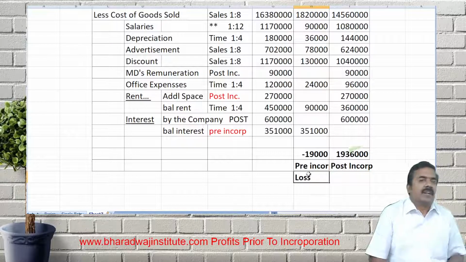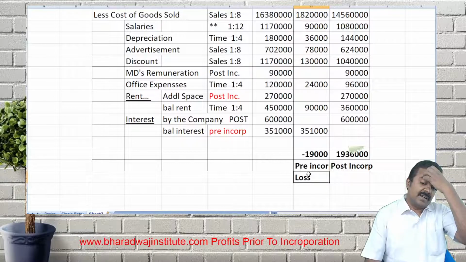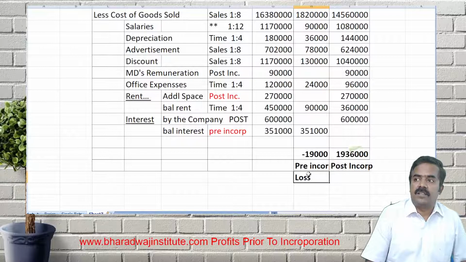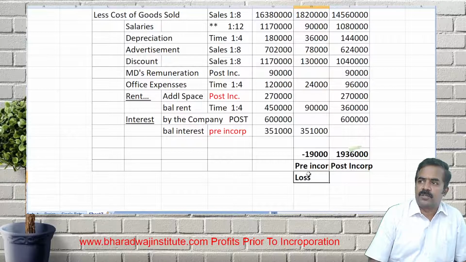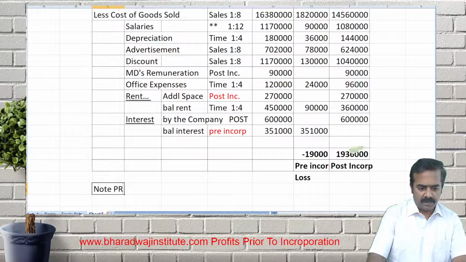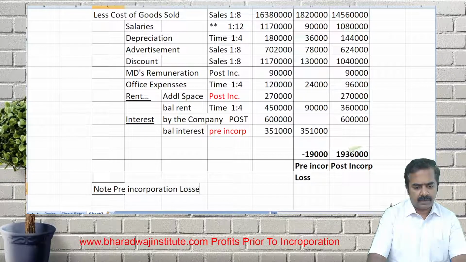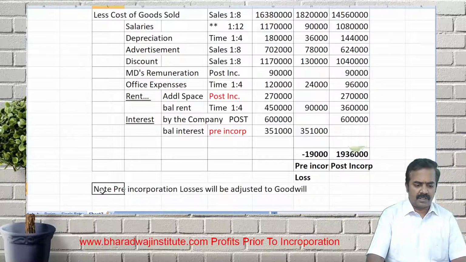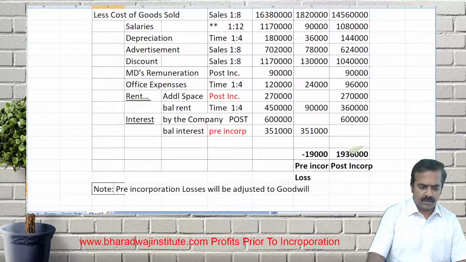Wait. We will learn in amalgamation, absorption, takeovers, where we will learn the pre-incorporation losses will be adjusted towards goodwill. It will be adjusted towards which one? Goodwill. Note. Pre-incorporation losses will be adjusted to goodwill. Pre-incorporation losses will be adjusted to goodwill.